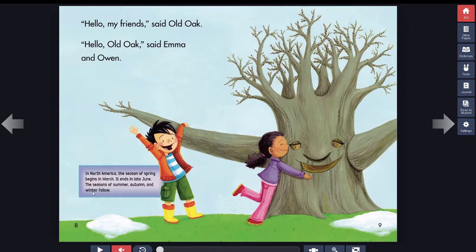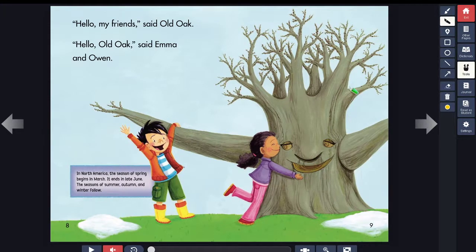This is a little interesting fact for us. It says, in North America, the season of spring begins in March. It ends in late June. The seasons of summer, autumn, and winter follow. Ooh, that sounds important. We were supposed to be looking for what season follows spring. It says the seasons of summer, autumn, and winter follow.